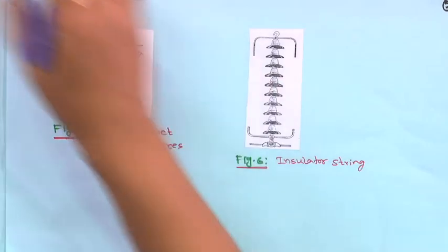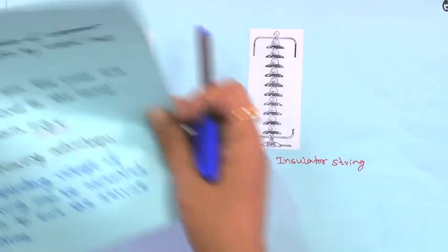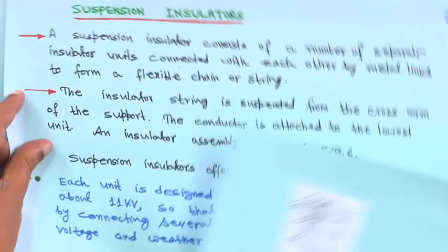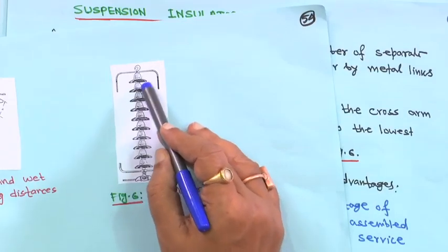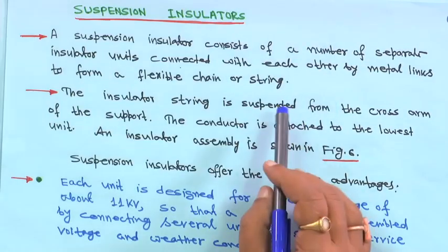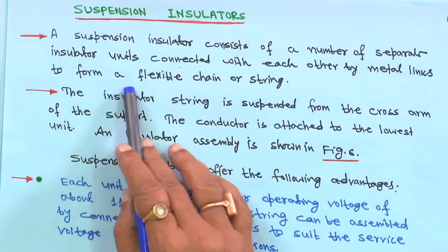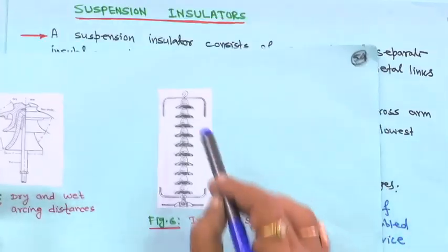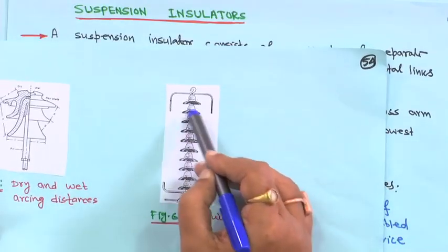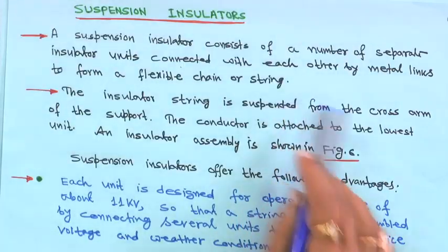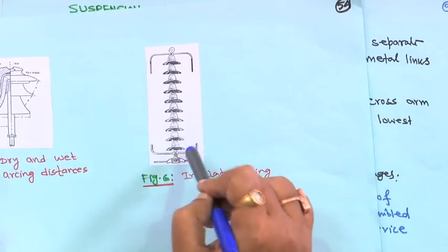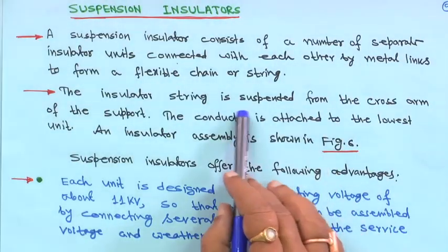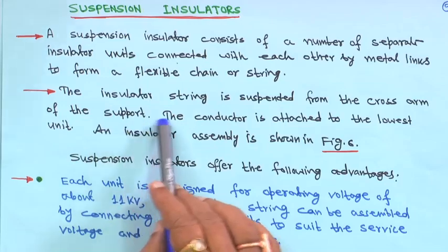Now we will come to the suspension insulator. This suspension insulator consists of a number of separate insulator units. Each one is a separate insulator unit, connected with each other by metal links to form a flexible chain or string. They are all connected with a metal link, and it becomes a flexible chain or string. The insulator string is suspended from the cross arm of the support.